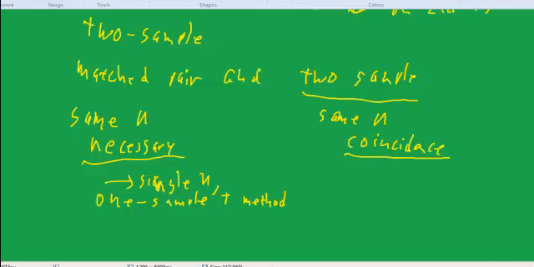So if we were comparing one group of students that was coached and one group that was not coached, and they were different students, then the n would not necessarily have to be the same. They could be the same, but they don't have to be. With matched pair, the n has to be. I think that's the main difference, and I think I'll call it there.